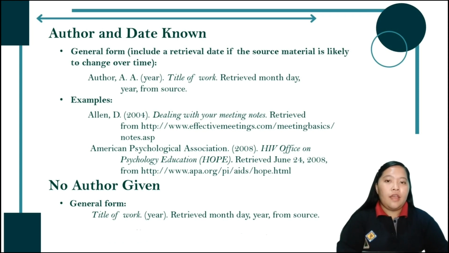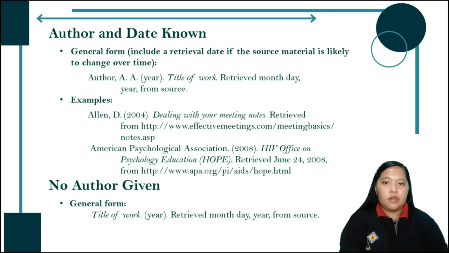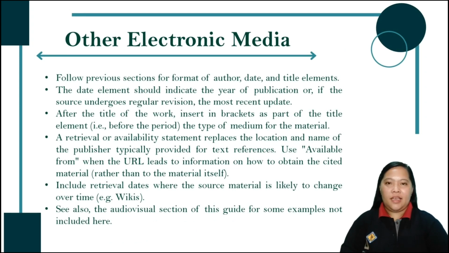On the other hand, if there is no author given, use the title of the work and place it in the author's position, followed by the year and the retrieved month and day from the source. Other electronic media: follow the previous sections for the format, and the date element should indicate the year of publication, the title of the work, a retrieval or availability statement replacing the location, and the name of the publisher.